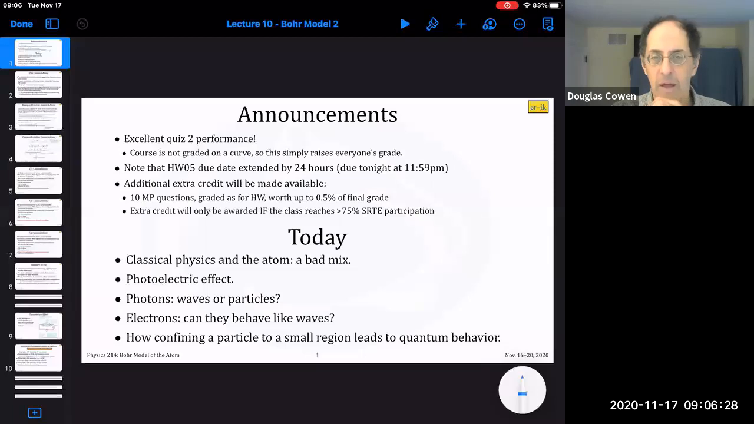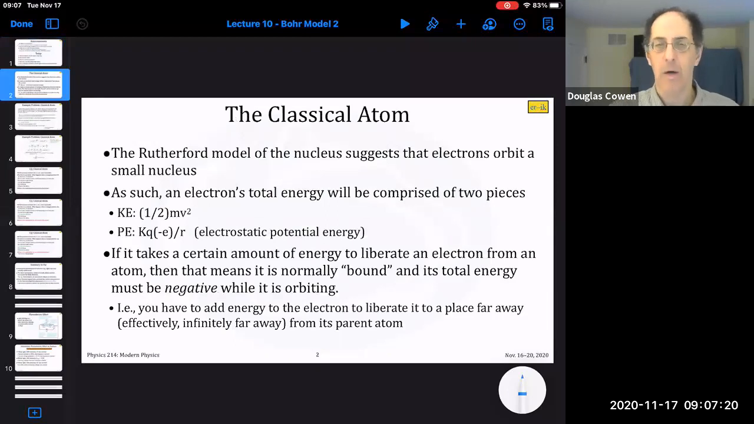Thursday. So today, what we're going to talk about is we'll start out using classical physics. By that, I mean sort of Newtonian and Maxwellian physics to describe the atom. And we'll show that it doesn't work so well. Then we'll talk about something called the photoelectric effect, which was the first hint of quantum mechanics. We'll describe how photons and, in fact, other particles can behave like waves sometimes and particles at other times, and even particles that we are positive are particle-like and not wave-like can also behave like waves. And finally, we'll talk about how confining a particle in a small region can lead to what we now call quantum behavior.